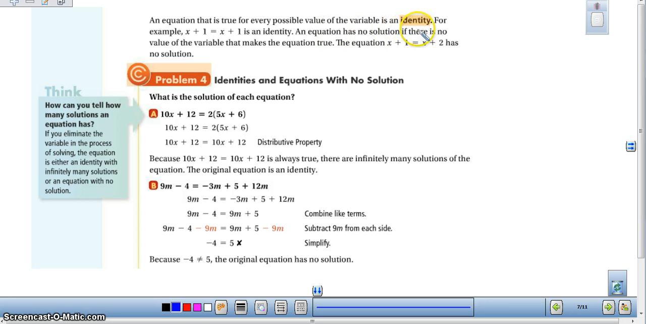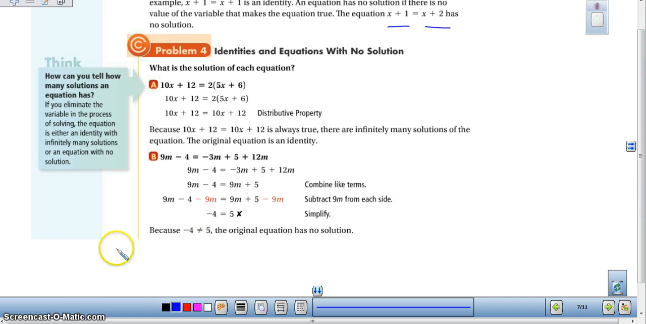As we talked about that word identity, it says an equation is true for every possible value of a variable for the identity. And they give the example of x plus 1 equals x plus 1. It says an equation has no solution if there's no value that makes it true, like x plus 1 equals x plus 2 has no solution. Make sure if you need to pause the video as you look at this.